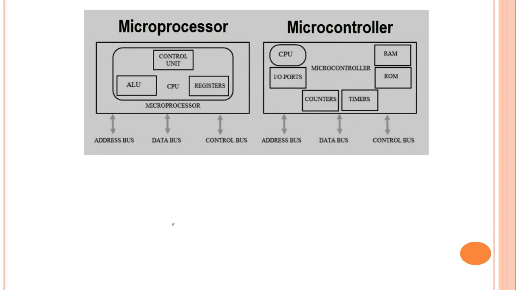If you see the general block of a microprocessor, it mainly consists of the control unit, the ALU, the registers and also the CPU. These are the main blocks present in the microprocessor: register unit, CPU, ALU and also the control unit. It just takes the data, processes it, and gives the output. But in the case of a microcontroller, along with these components, we have extra units: counters, timers and memory units like RAM and ROM. These are all inbuilt in a microcontroller. But in the case of a microprocessor, if you require counters, timers or memory units, you have to connect them externally to the microprocessor.